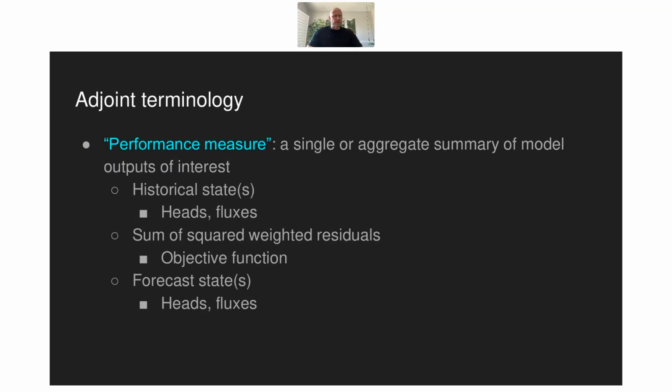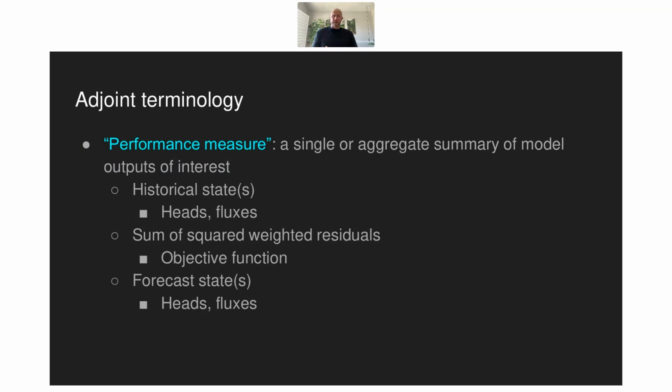A little bit of terminology for adjoint people. So we don't talk about outputs, we don't talk about observations, we don't talk about forecasts, we talk about performance measures when we talk about the adjoint. So the performance measure is one or an aggregate of model outputs of interest. Those can be historical, so past groundwater heads, past groundwater fluxes.